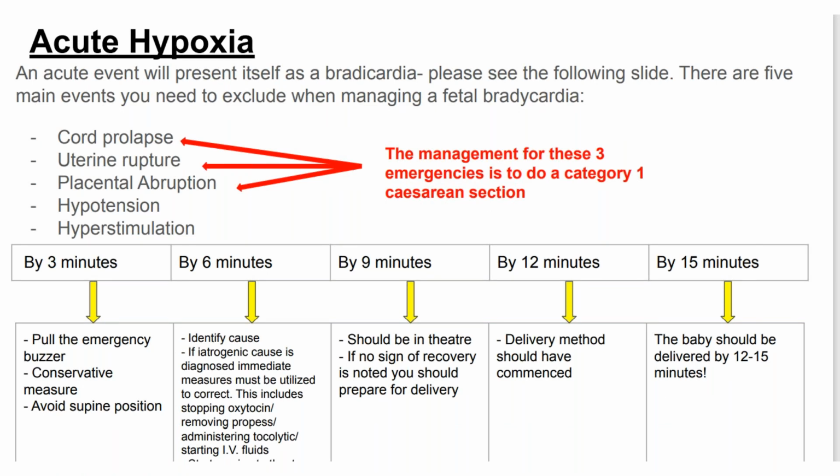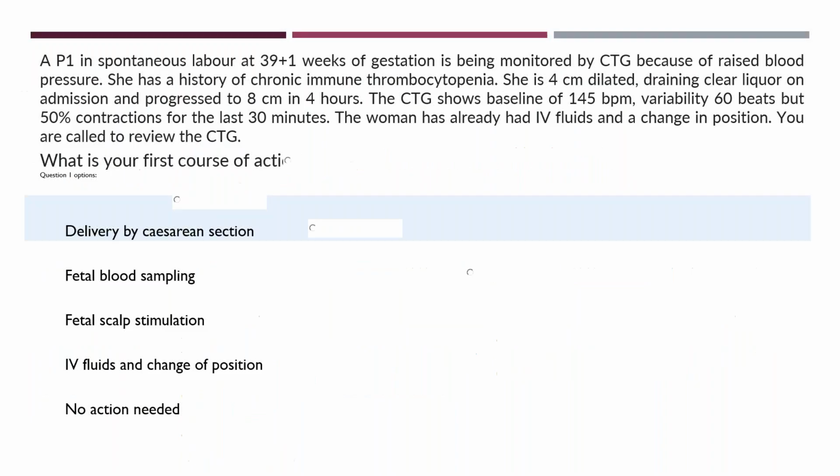So how are you going to deliver the baby by 12 to 15 minutes? If you see that there's still bradycardia, tell your anesthetist to do the GA, because sometimes spinal or epidural can take time. So they can do the GA and you can then immediately deliver the baby. So this happens in case of acute bradycardia. Okay, so this is all about the CTG tracing.